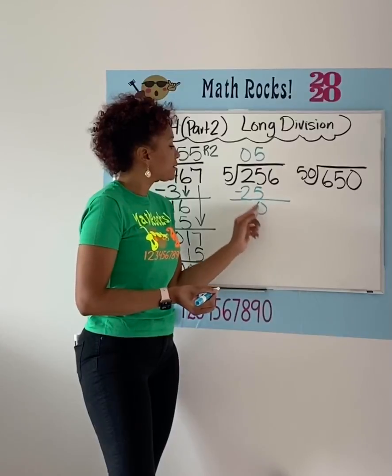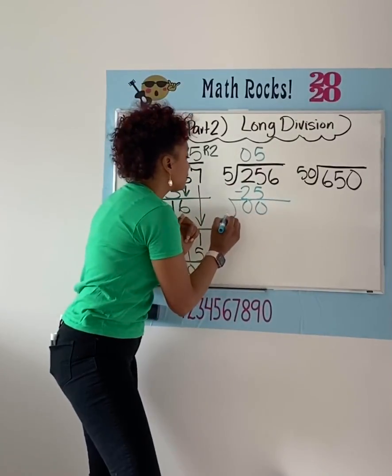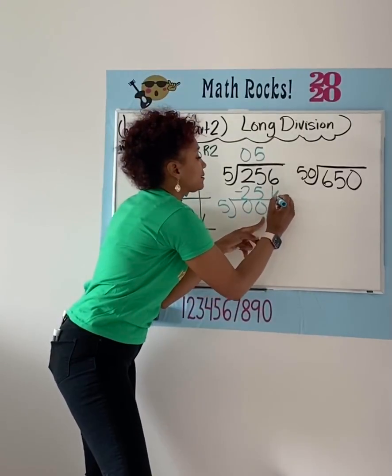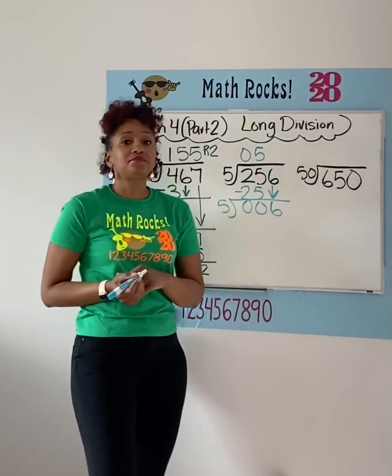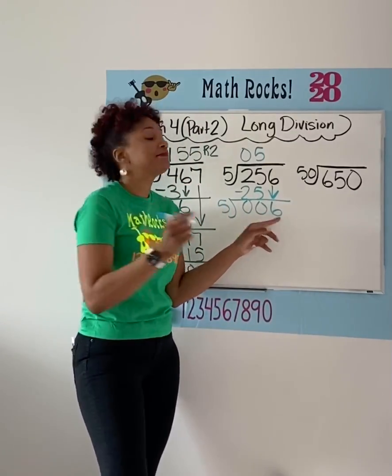5 minus 5 is 0. 2 minus 2 is 0. I can't make any groups of 5 out of 0, so therefore I'm going to bring down my 6. How many groups of 5 can I make out of 6? 1.